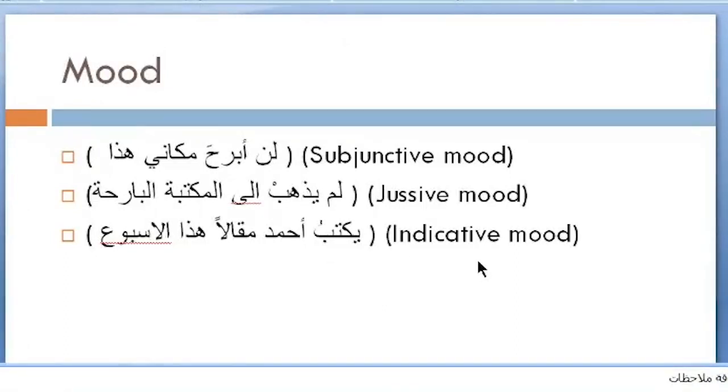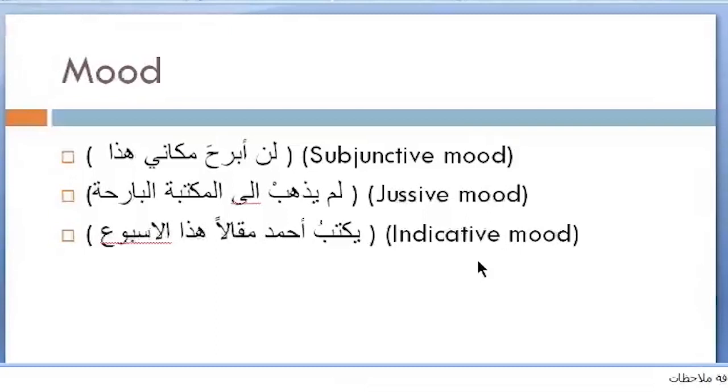In the third example, there is no particle preceding the present verb. So the present verb expresses an indicative mood. يكتب أحمد مقالا. And it is quite easy to render into English, saying, for example, Ahmed writes an essay this week, or Ahmed is writing an essay, are acceptable. So the jussive mood in Arabic, there are particles preceding the present verb.